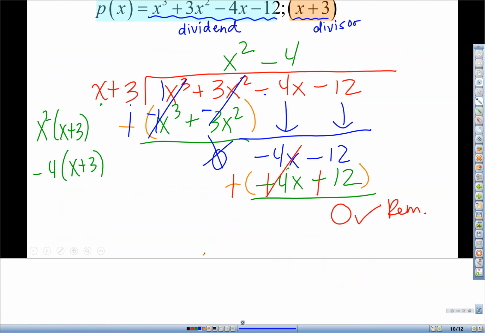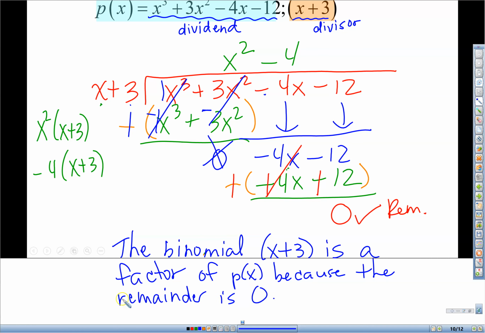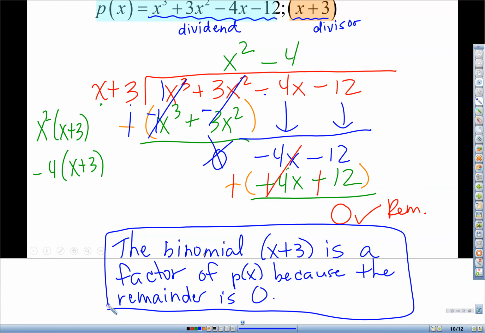So now you have a conclusion to write, because this is more of an application of the skill of division. We would say something like, the binomial x plus 3 is a factor of p of x. Then I'm going to do my reasoning: because the remainder is 0. And you can write the number 0 or you can spell it out. Either would be fine here.